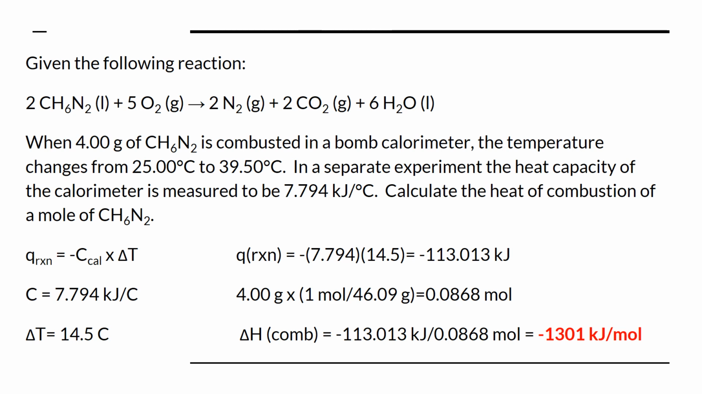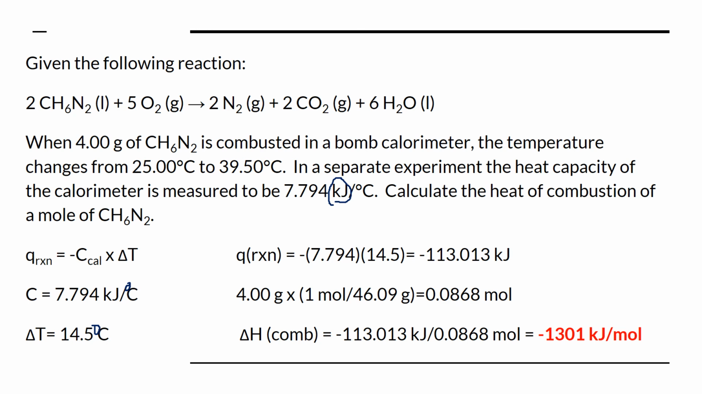So our Q of reaction is negative C of the calorimeter times delta T. Your heat capacity of the calorimeter is 7.794 kilojoules per degree Celsius. Your delta T was 14.5 degrees Celsius. So you're going to substitute that into the equation. Don't forget about that negative sign. Get negative 113.013 kilojoules because this was in kilojoules. So your answer is automatically going to be in kilojoules this time.